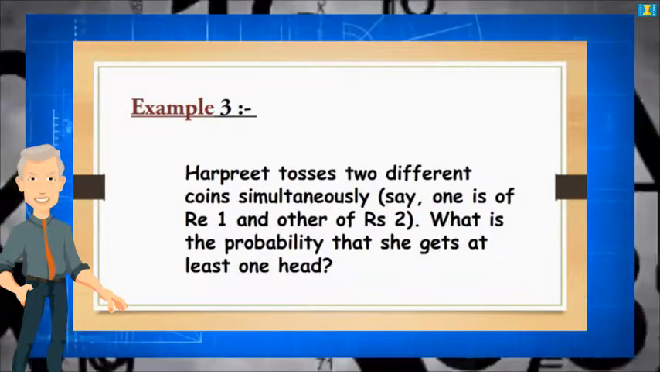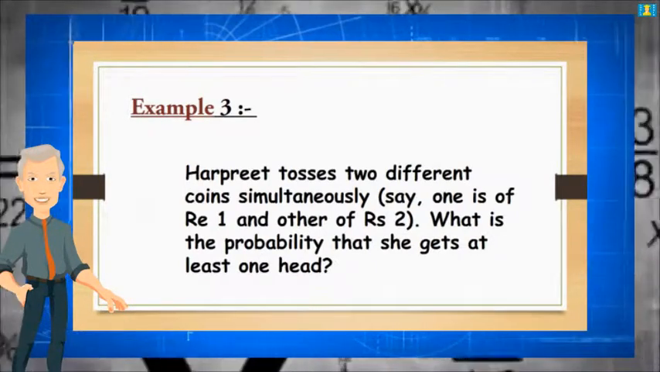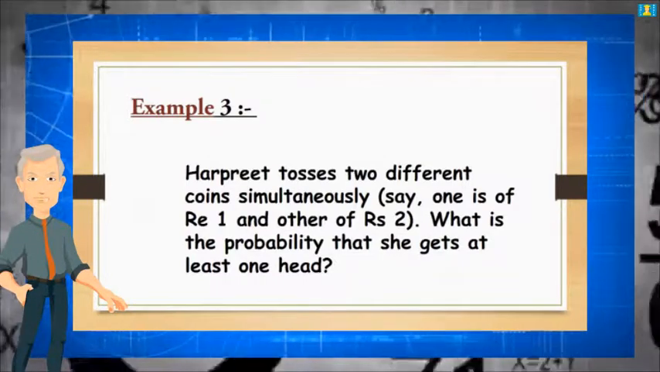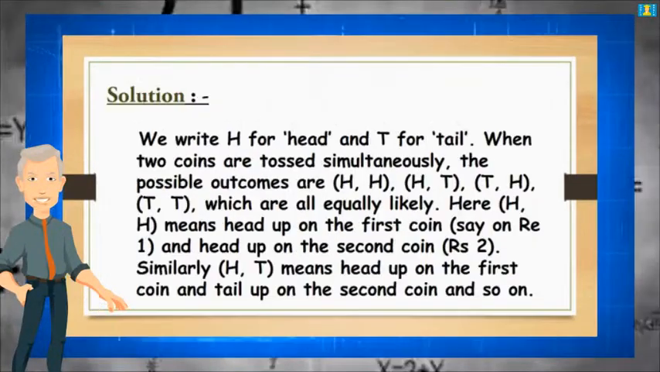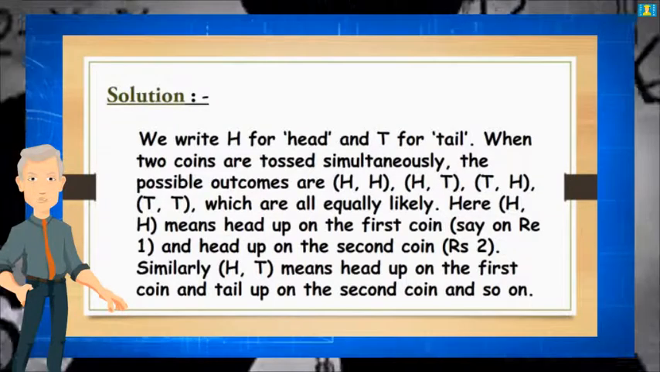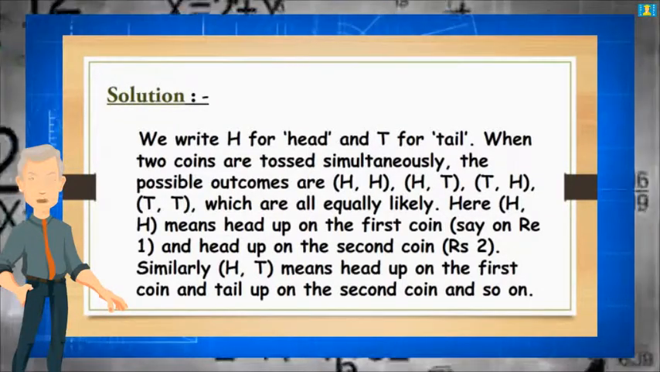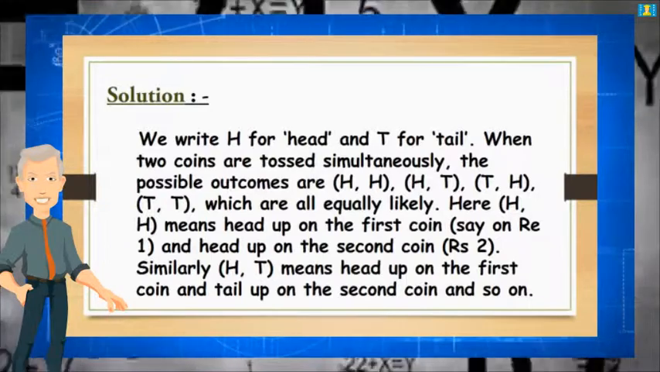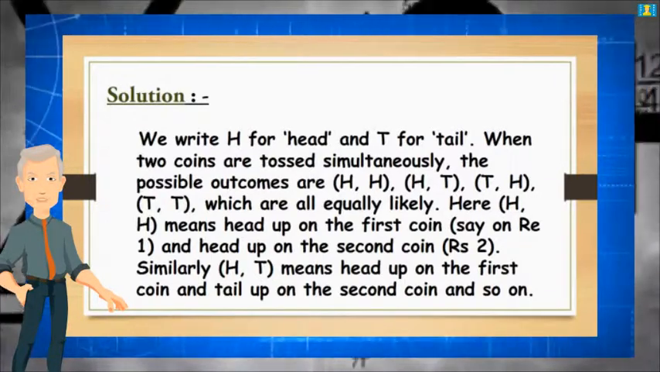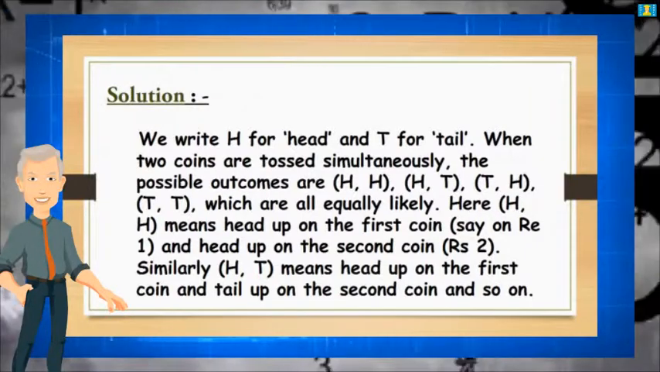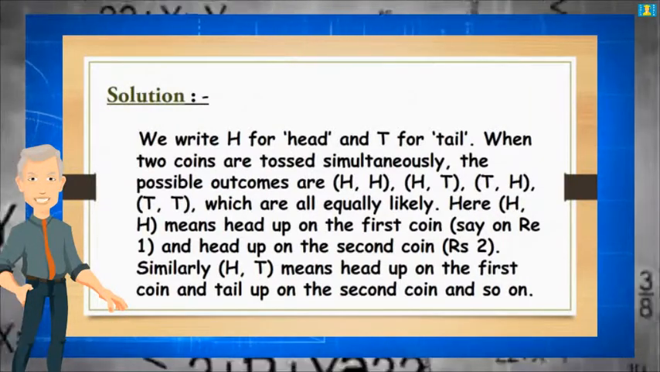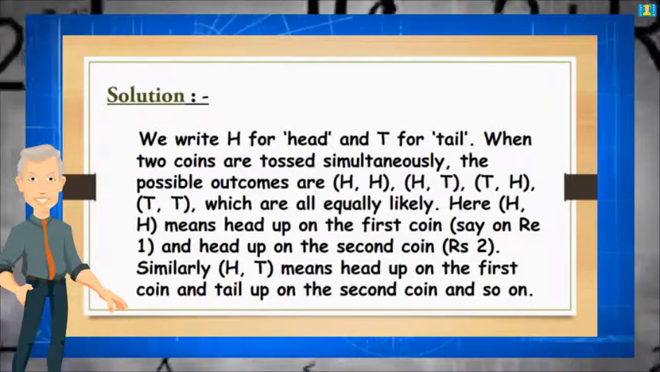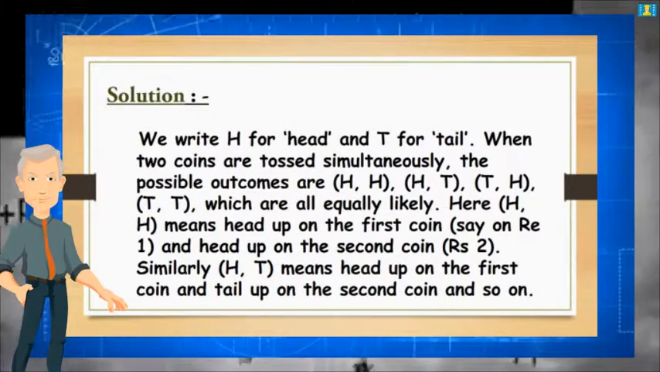Let us see one more example. Harpreet tosses two different coins simultaneously, say one of rupees 1 and the other of rupees 2. What is the probability that she gets at least one head? Solution. We write H for head and T for tail. When two coins are tossed simultaneously, the possible outcomes are HH, HT, TH, TT, which are all equally likely. Here HH means head up on the first coin, say the rupees 1 coin, and head up on the second coin, rupees 2. Similarly, HT means head up on the first coin and tail up on the second coin, and so on.